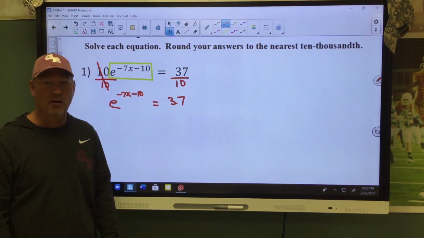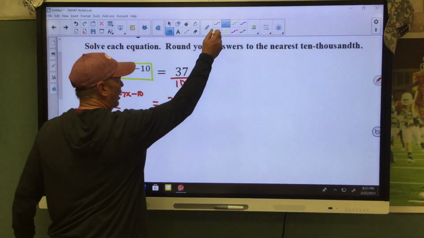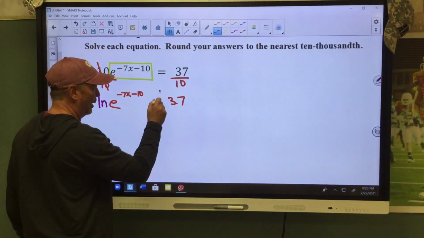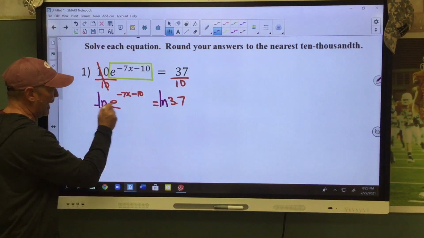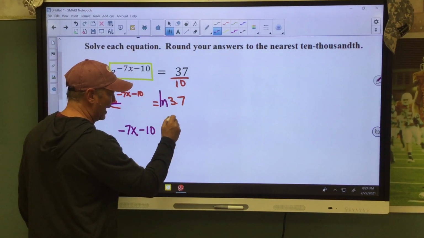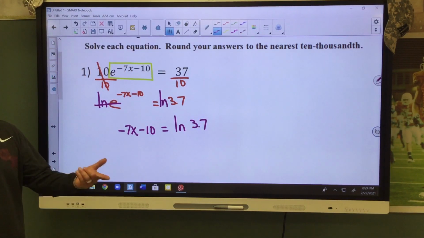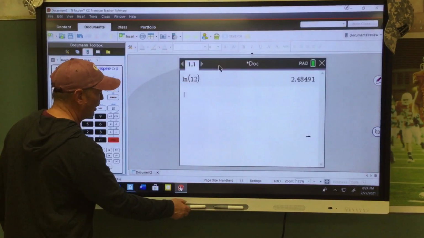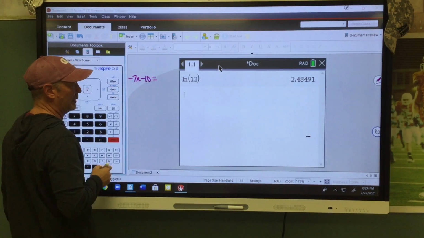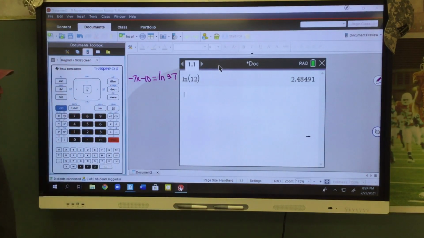Now my e portion is by itself. Now I want to make the e go away. How do I make the e go away? We're going to take the natural log, because that's going to make it cancel, but whatever we do to one side, we have to do to the other. This is going to cancel. That will leave me with negative 7x minus 10 equals the natural log of 3.7. Okay, let's go to our calculator. We're going to say negative 7x minus 10 equals, what did we say? The natural log of 3.7.